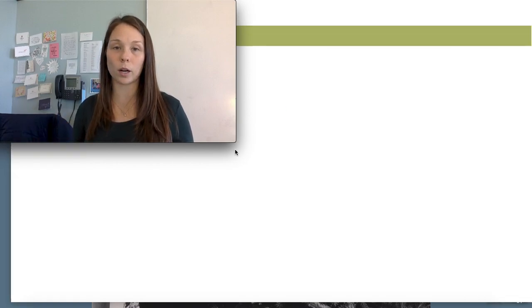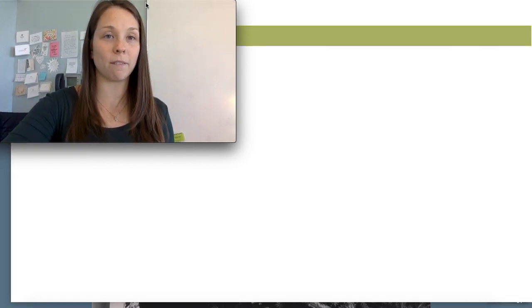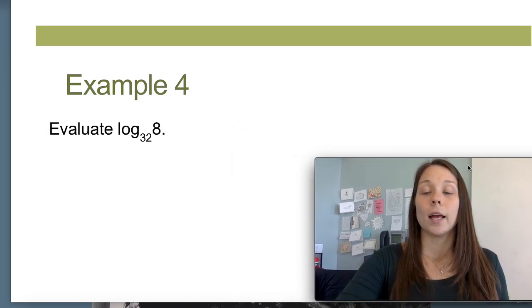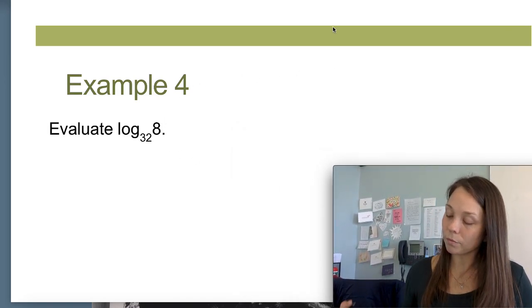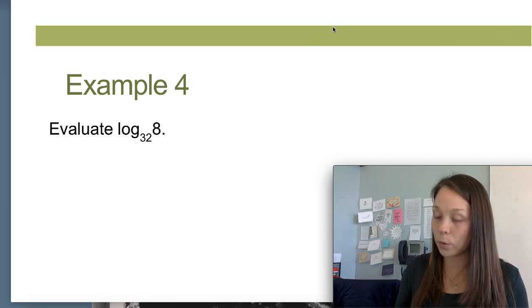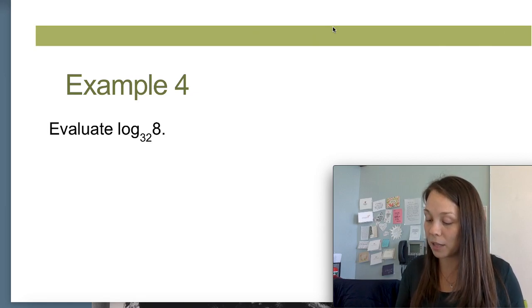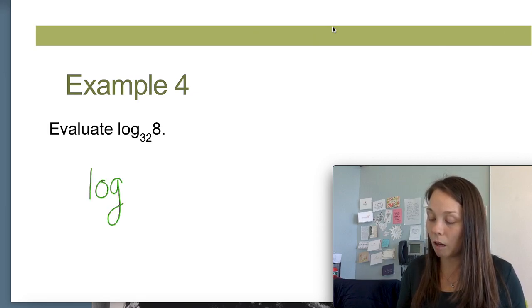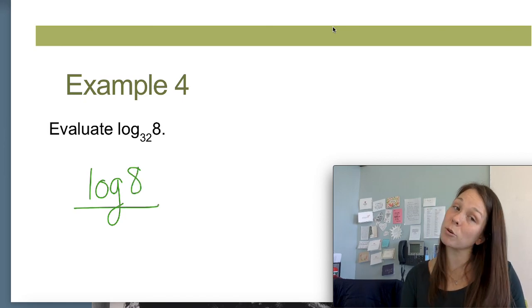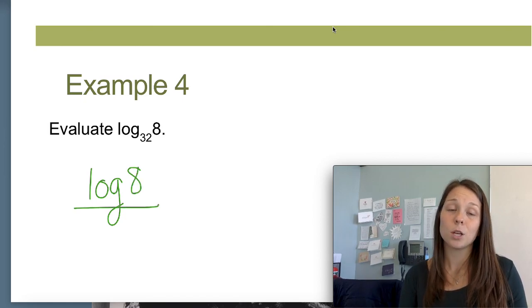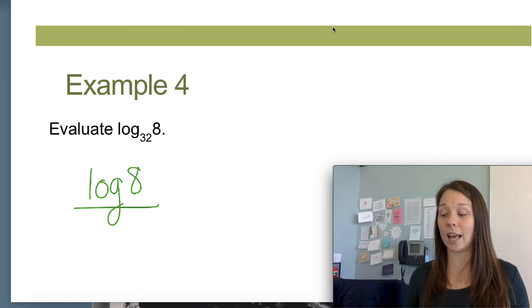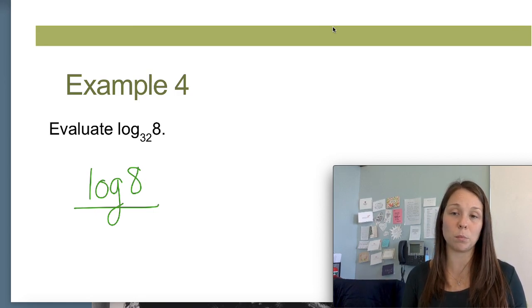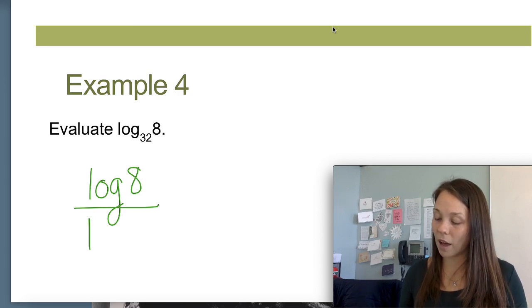So example 4, which you can't see anymore because my face is much too big. Example 4 says log base 32 of 8. So what we are going to do is use change of base. I'm going to use base 10. So I'm going to take log of 8, and I don't have to write in the base because it's base 10, but you can if you would like to. I'm taking log of 8, because 8 is the original number that was being plugged into the problem, divided by log of the original base, which is 32.